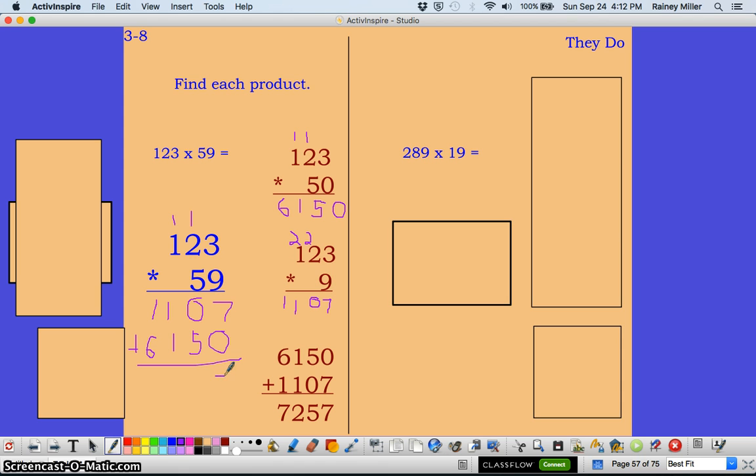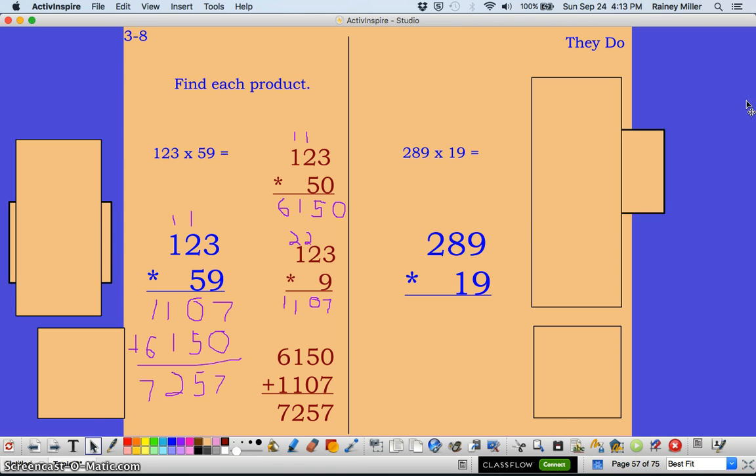7 plus 0 is 7. 5 plus 0 is 5. 1 plus 1 is 2. 6 plus 1 is 7. 7,257. All right. Here's the next one.